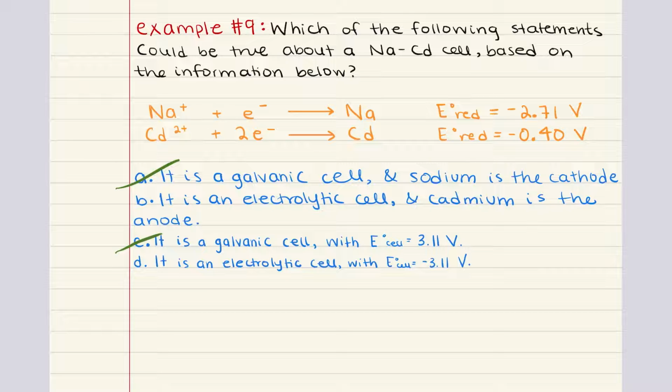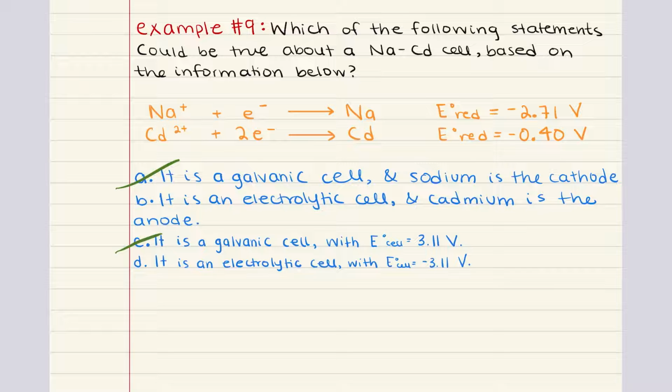All right, then let's work through an electrolytic cell. Remember, an electrolytic cell requires external electrical energy to drive a non-spontaneous redox reaction. The direction of electron flow is going to be reversed compared to a galvanic cell. So if the sodium-cadmium cell is an electrolytic cell, sodium would be reduced, it'd be the cathode, and cadmium would be oxidized, it'd be the anode. And that matches up with answer choice B. It is an electrolytic cell, and cadmium is the anode because it would be oxidized.